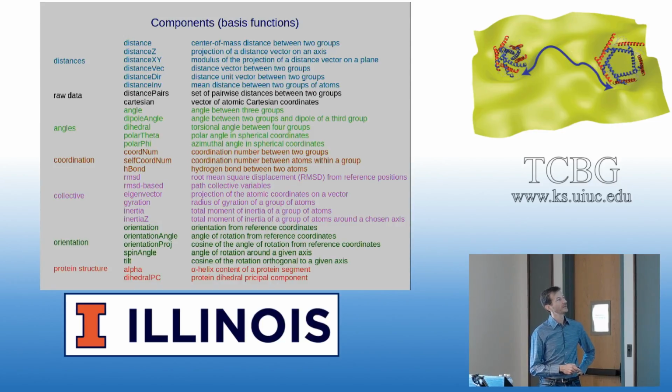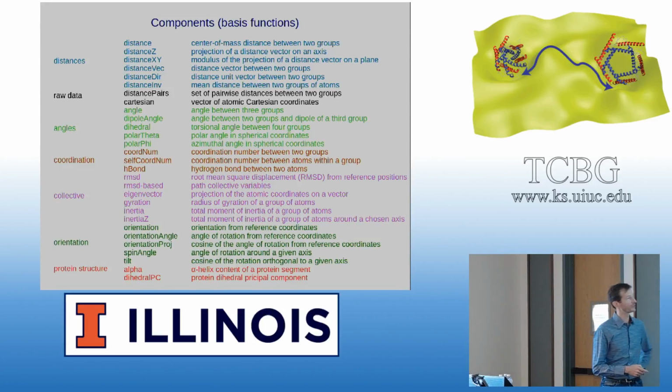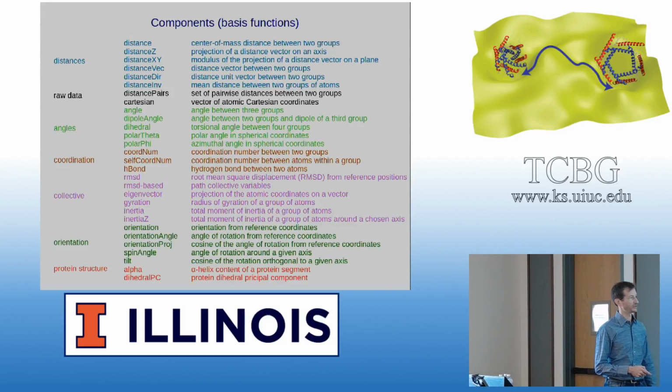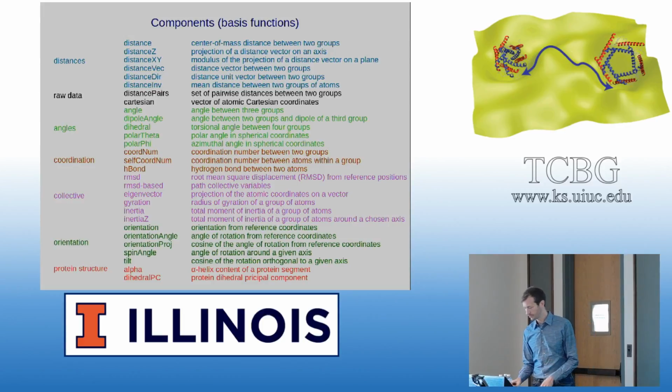Okay, then it's a bunch of more unusual coordinates, orientation-based. So these are all based on some measure of the overall rotation of a group of atoms, and I guess I'll come back to that in detail a bit later. And then 2 coordinates specific of protein structures. One of them is a measure of the alpha helix content. It's actually a combination of hydrogen bonds. And the other one is a dihedral principal component, which you might know of or not.